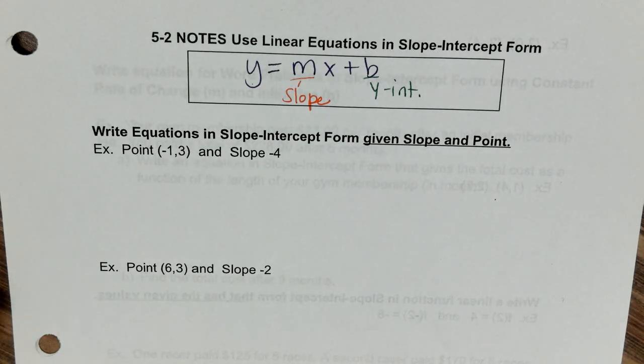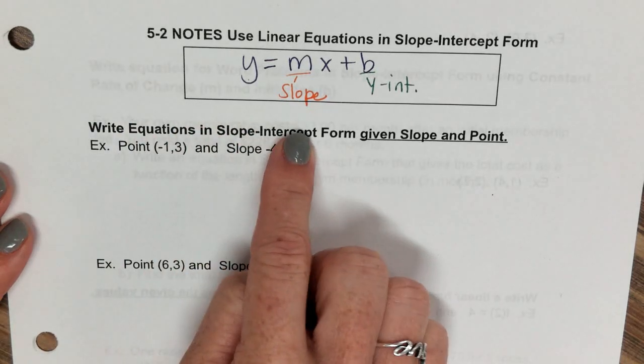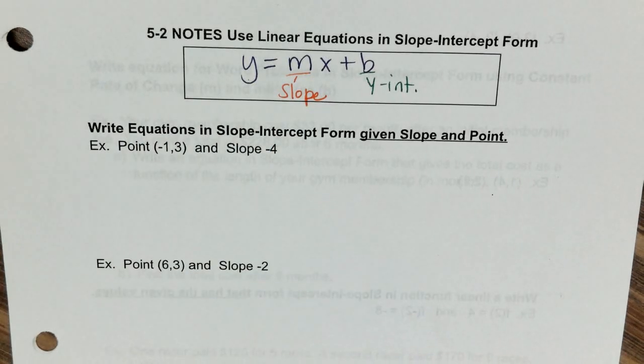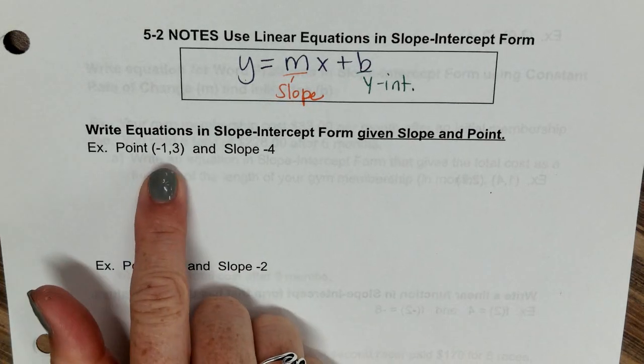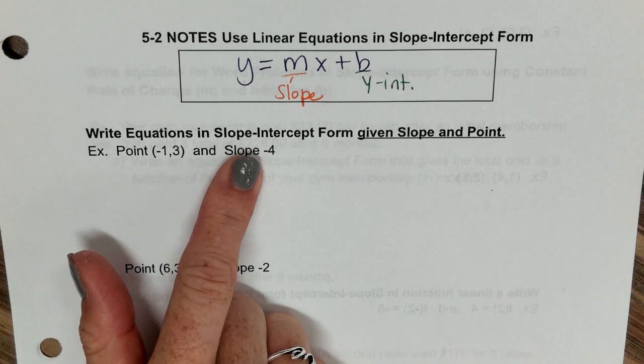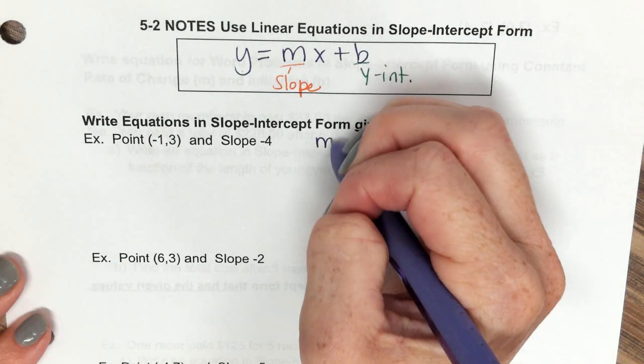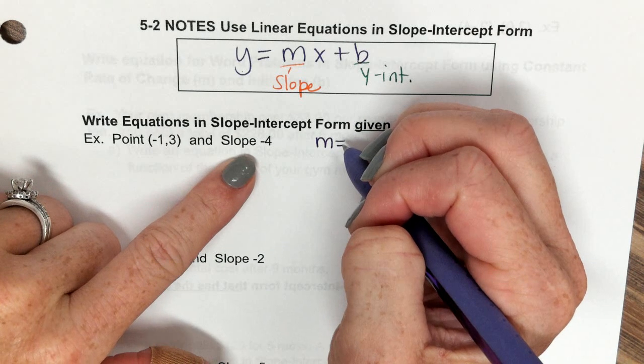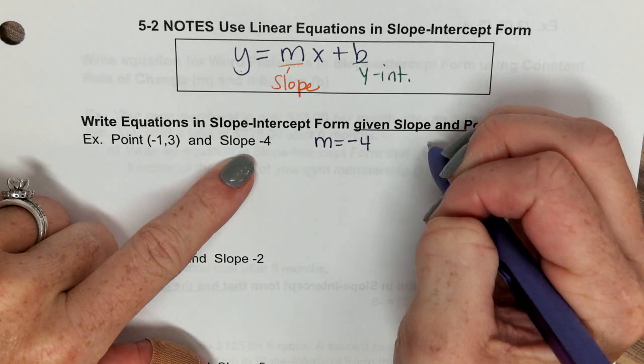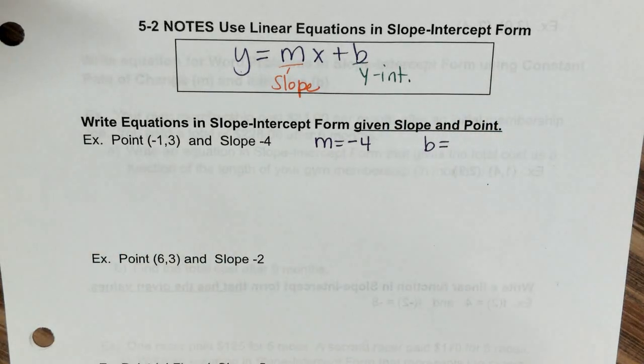So let's look at the first example. It says write an equation in slope-intercept form. So again, I need an m and a b. Okay, but this time what did they give me? They gave me 1 point and they gave me the slope. Is that enough information? Yes, I need an m, and they already gave it to me. What is my m? -4. And I need a b, which they did not give me.